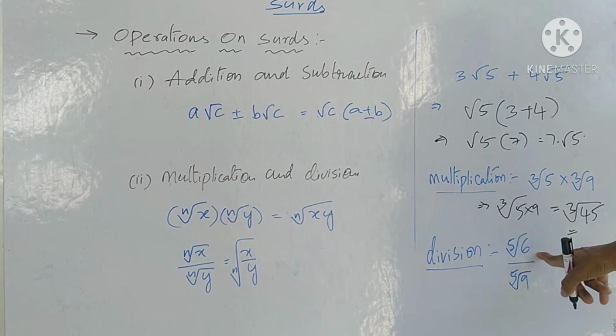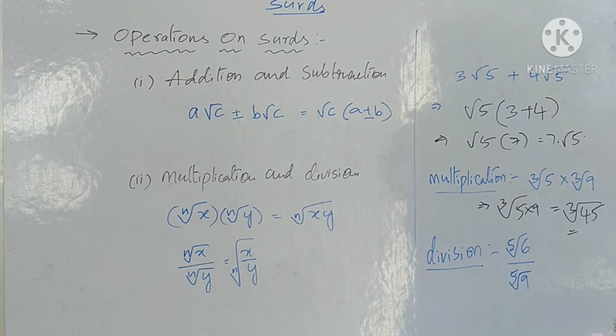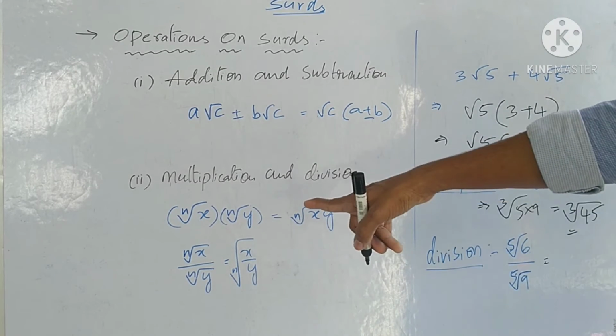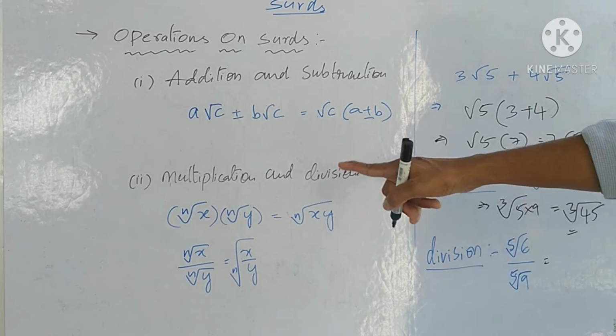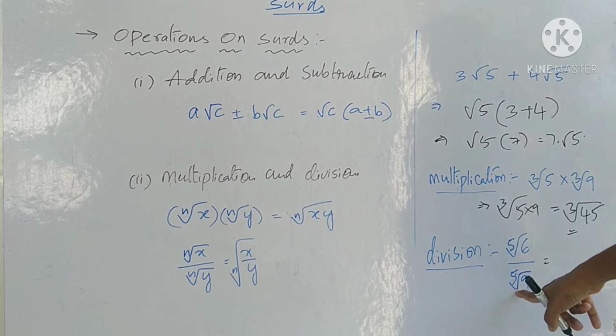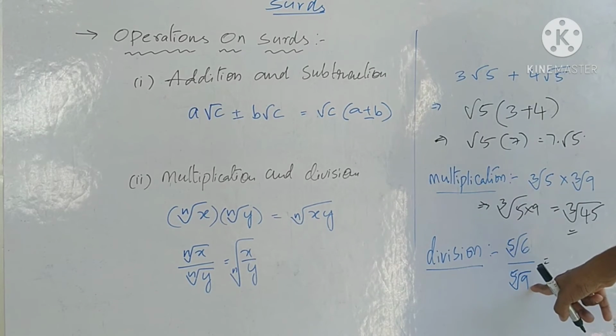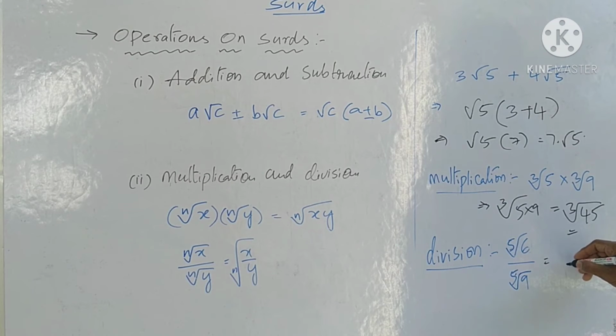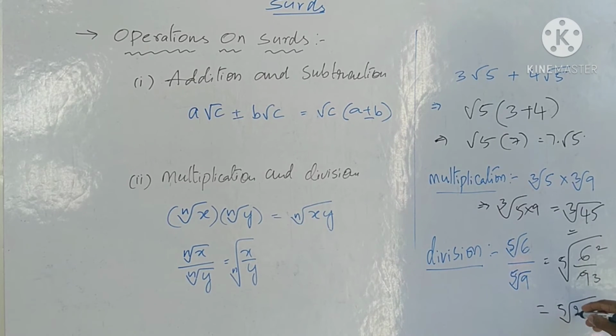The example is 5th root of 6 by 5th root of 9. Here, nth root of x means 5th root of 6: nth root means 5th root, x means 6. The nth root here is 5th root, y means 9. So the formula is nth root of x by y, meaning 5th root of 6 by 9. 6 by 9 equals how many times? 3 2s are 6, 3 3s are 9. So 5th root of 2 by 3 is the final result.